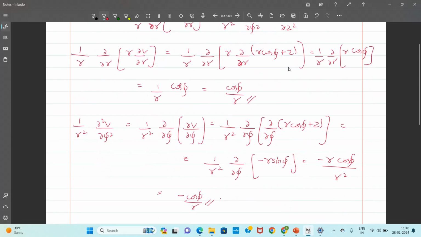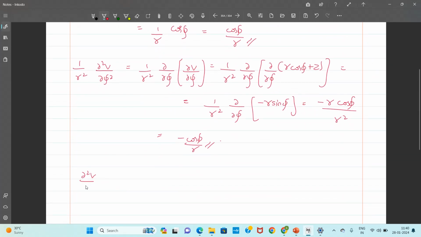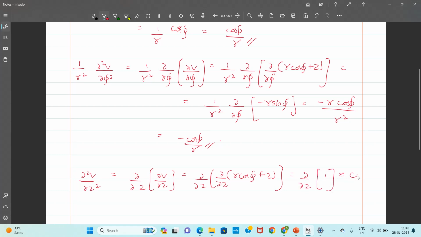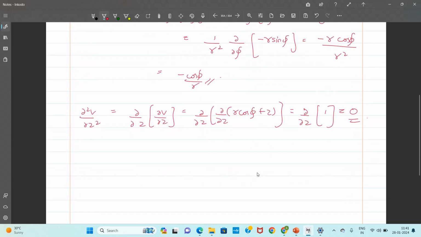Now the last one is dou square v by dou z square. So I'll again split this into two. Okay, dou by dou z of r cos phi plus z. So here if you differentiate now, the first term does not have any z component, so it becomes 0. And the second component has z, whose differentiation with respect to z will become 1. And differentiation of a constant is 0. So finally you got the answer as 0 for the third term.